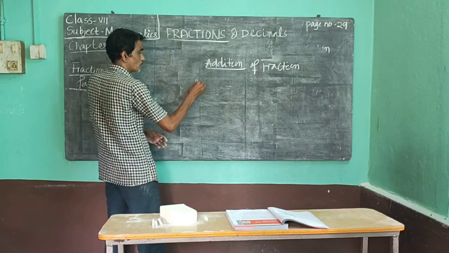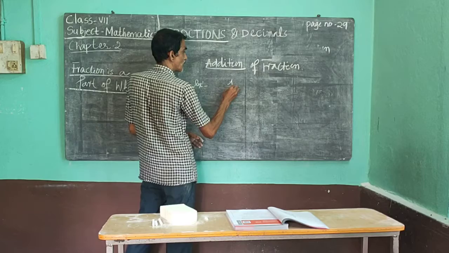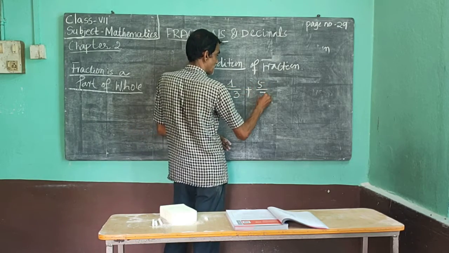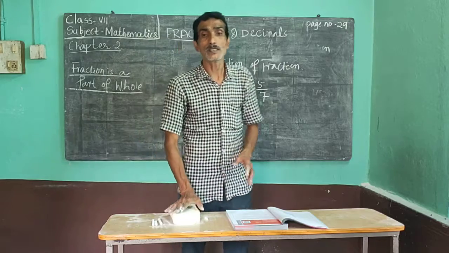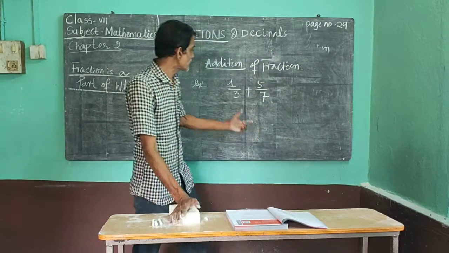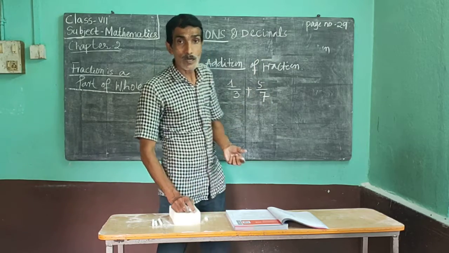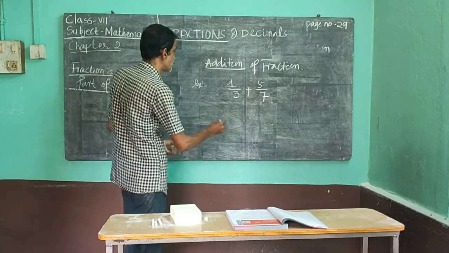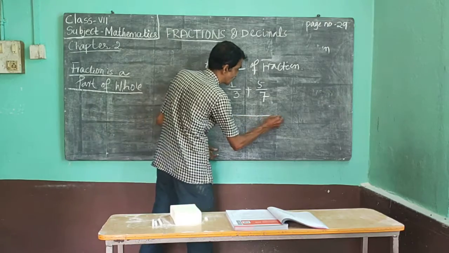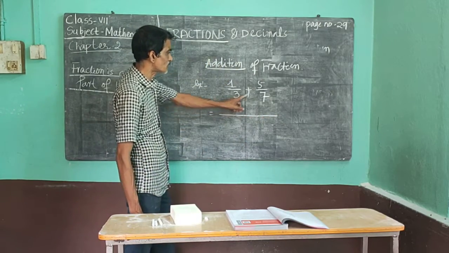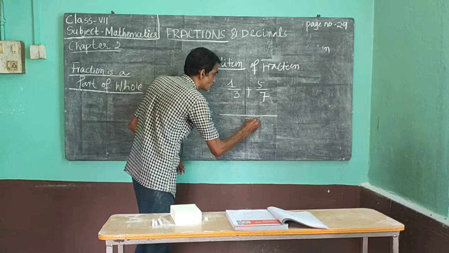for example, what are we doing? 1 upon 3 plus 5 upon 7. What did we do previously? We made the denominators equal, then added, in the junior classes. But what will we do now? We have to make them equal by taking their LCM. The LCM, the lowest common multiple, of 3 and 7 is 21.